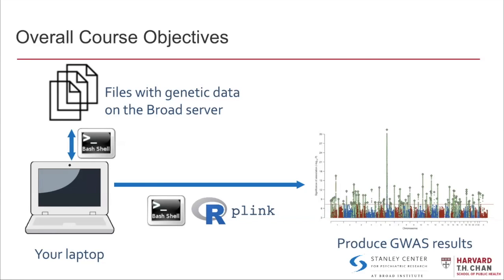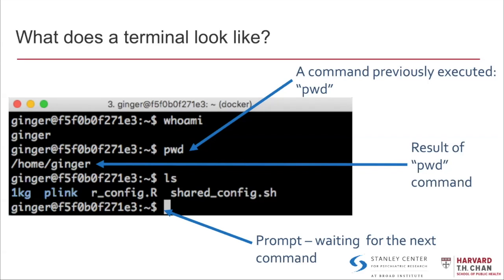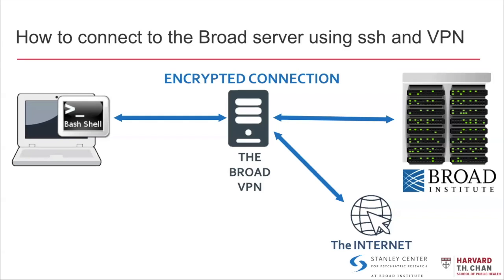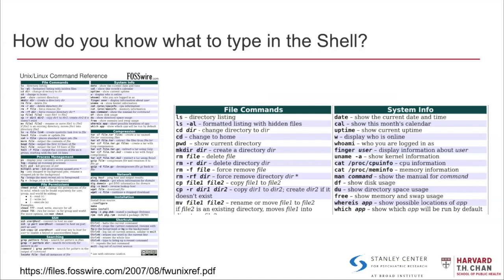So last week, we've seen that the overall course objective is to be able to use Bash Shell to both interact with the broad server, to be able to read files, and also to run some computation to generate some GWAS results. So in the last video, we have seen what a terminal looks like. We have also seen how to use the terminal to connect to the broad server using SSH and VPN. And so today we're going to see our first bash functions to be able to navigate through directories.